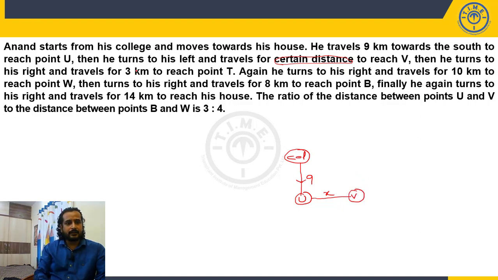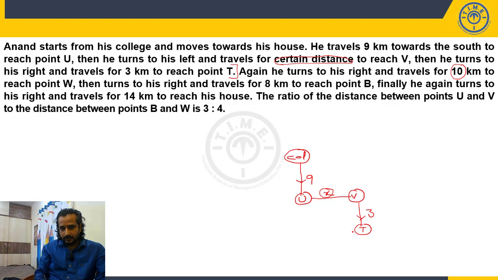Then he turns right and travels 3 kilometers to reach point T. While moving east, the right hand side will be south. How many kilometers? 3 kilometers. Till here it is completely done, but we don't know the UV distance. Again he turns right and travels 10 kilometers to reach point W. Now, while moving south, the right hand side will be west. And how many kilometers did he travel? 10 kilometers. Now here I have a doubt.